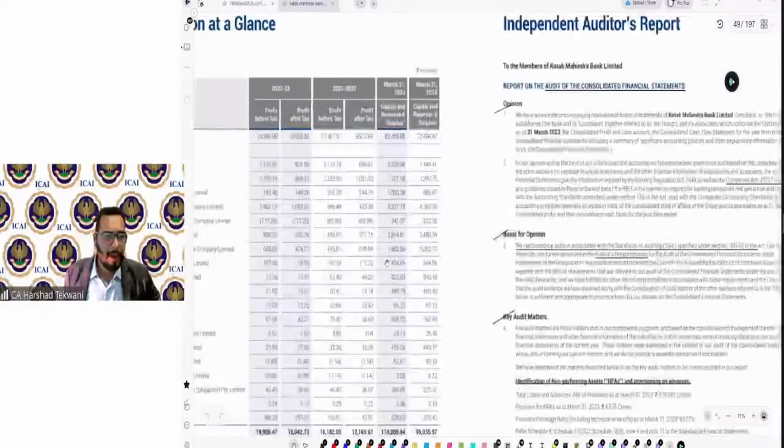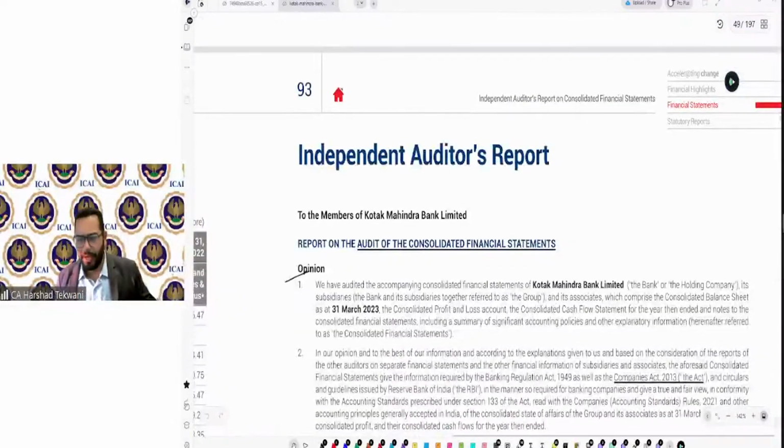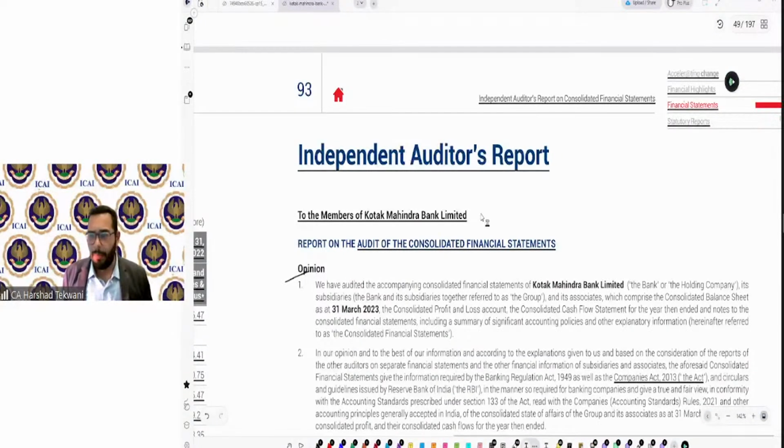See, this is the independent audit report of a bank, of a particular company that I'm talking about, any company. It is addressed to the members of the company, or you can say shareholders of the company, because these are the ones who appoint you as an auditor. So they appoint you as an auditor, and that's why you address your report to them.